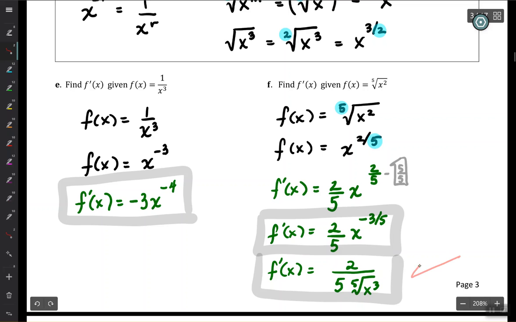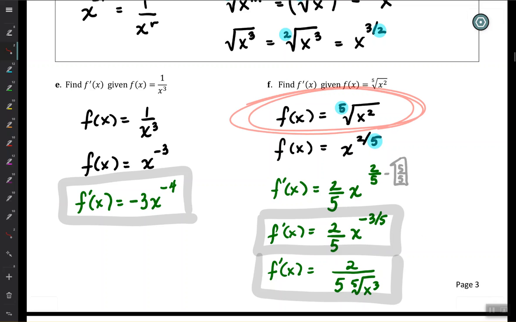What is the value of this function in green? Given any x in the domain, it'll spit out the slope of the tangent line to that function, the 5th root of x squared. Super, super cool.